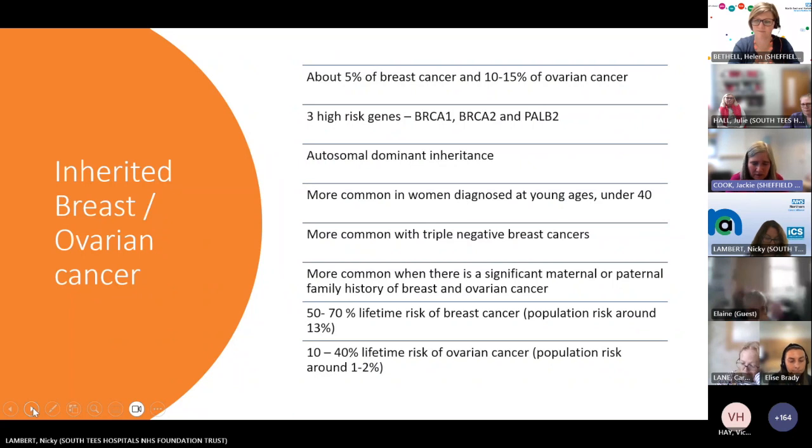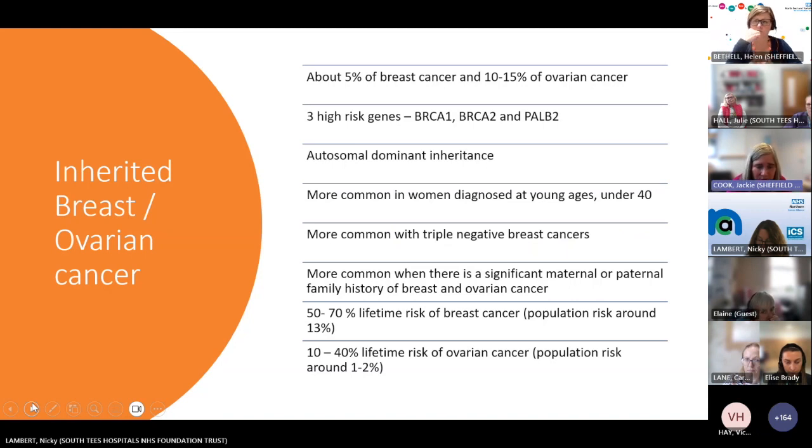So inherited breast and ovarian cancer, I think most people have heard about that, and I think this is the thing that most women who develop breast cancer worry that they might have, and of course most of them are not going to have that. So as I said, it accounts for about 5% of breast cancer and 10 to 15% of ovarian cancer, and there are 3 high-risk breast and ovarian genes called BRCA1, BRCA2, and PALB2. We all have them, we all have 2 copies, and the families that have inherited breast cancer have an inherited fault in one of the 2 copies of the gene.